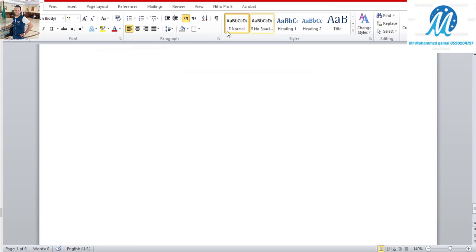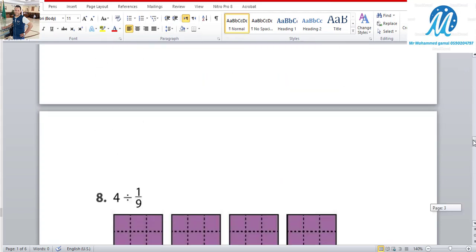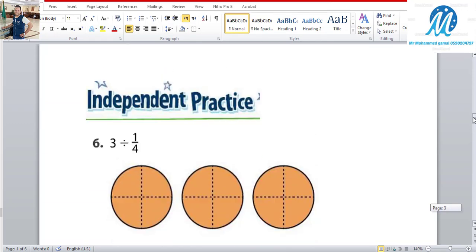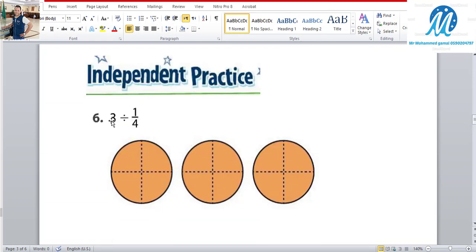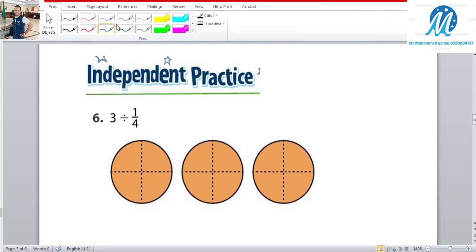For example, here we have the first question. 3 divided by 1/4. What does it mean? It means he's asking you how many fourths are in 3. Like if you have 3 pizzas, how many fourths? So first of all, what is a fourth?